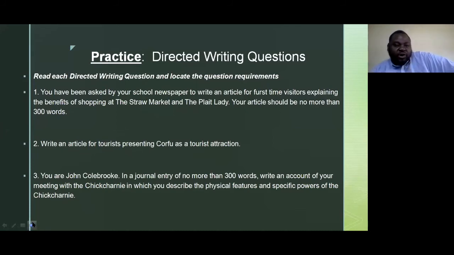I would like for you to type into the chat window who is the writer, the audience, the content, and the format for question number 2. Let us see if you're able to extract that information. Please tell me the 4 question requirements for question number 2.